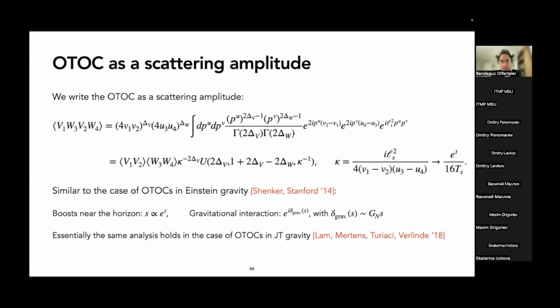So one way to understand why the two theories have the same correlator, the same OTOC in the double scaling limit, is that they can both be interpreted as scattering amplitudes on the same background geometry and with the same scattering phase.